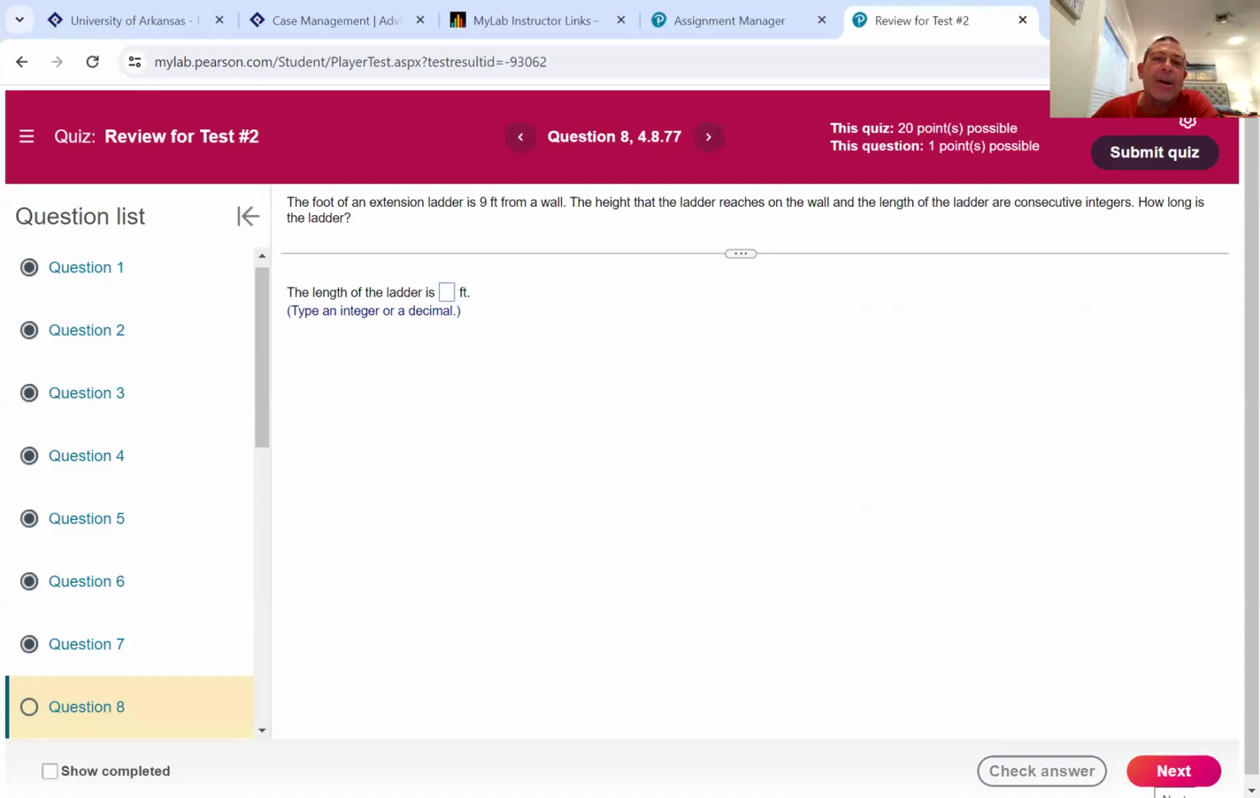So we got a ladder leaning on the wall, it looks like. The foot of the ladder is 9 feet from the wall. And then the ladder's leaning on the wall. And they're telling me the height that it reaches on the wall and the length of that ladder are consecutive integers. Okay, so let me go to our page, and all they want to know, y'all, is how long is the ladder, okay?